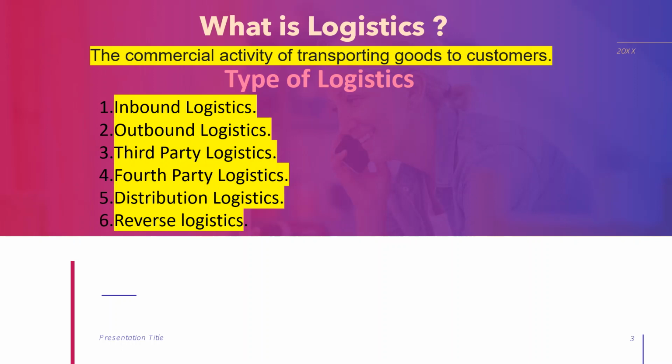And next is fourth party logistics. What is fourth party logistics? In that, a business outsources its entire supply chain management and logistics to one external service provider. It outsources the entire process to an external service provider.